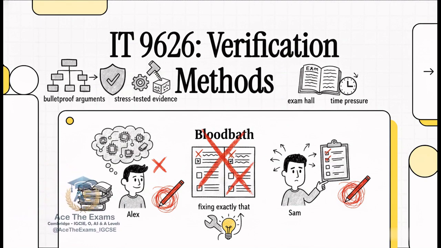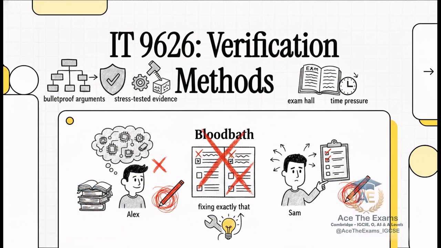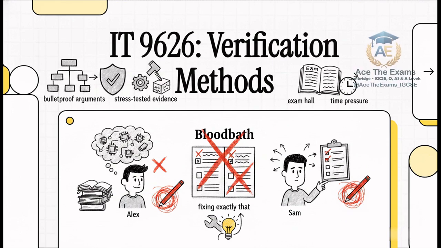Our core mission today is simple but incredibly powerful. We are going to build bulletproof arguments with stress-tested evidence and ironclad quality control. I want you to imagine, for just a second, that you're sitting in the exam hall. The clock is ticking. You open a real Cambridge Computer Science past paper. Maybe it's syllabus code 0417, 0478, 2210, 9618, or the 9626 paper we're heavily focusing on today.